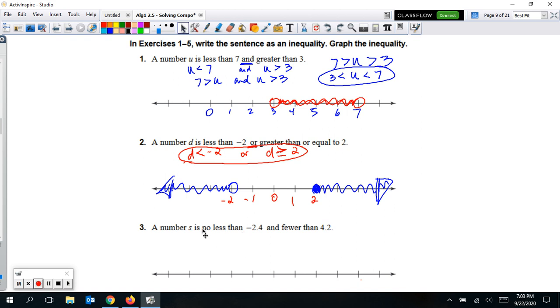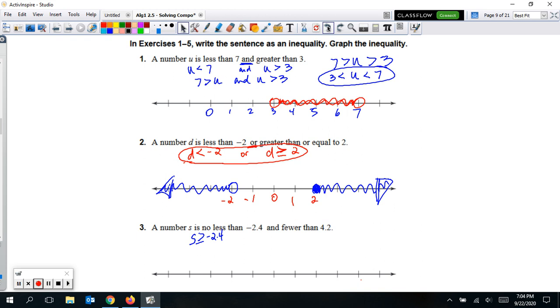So if it's no less, that means it can't be any less than something. It means it could be greater than, though. So it can't be any less than a negative 2.4. So it's going to be like this. S is greater than or equal to negative 2.4. Because that shows you that it's not going to be any less than this number. So it can be equal to this number, because if it is equal to this number, then it's not less than it. Or it could be greater than this number. So S is greater than or equal to that number.